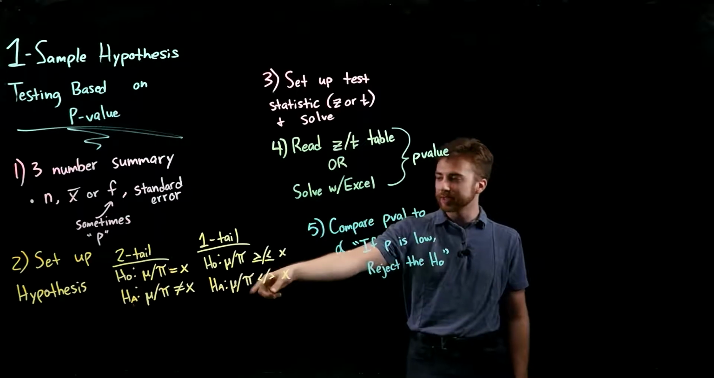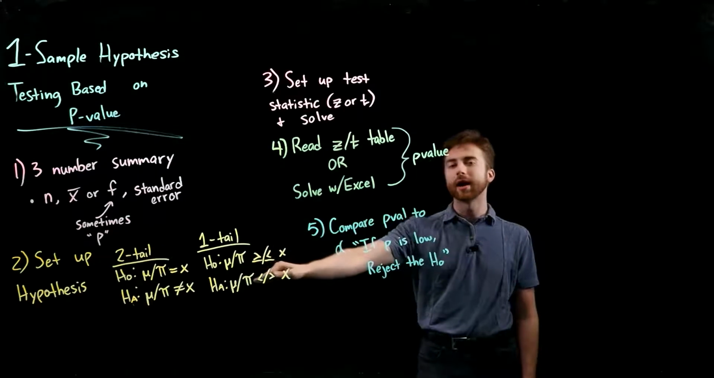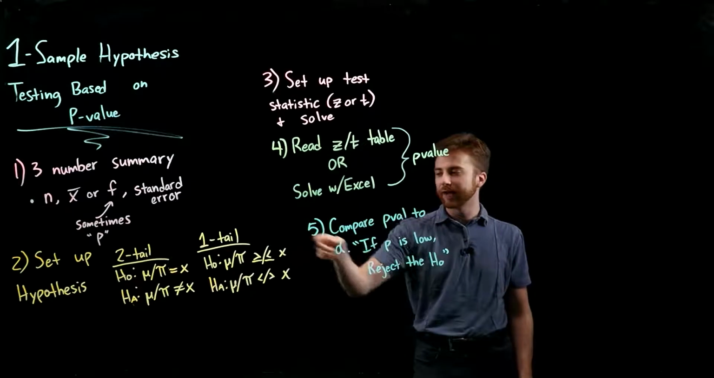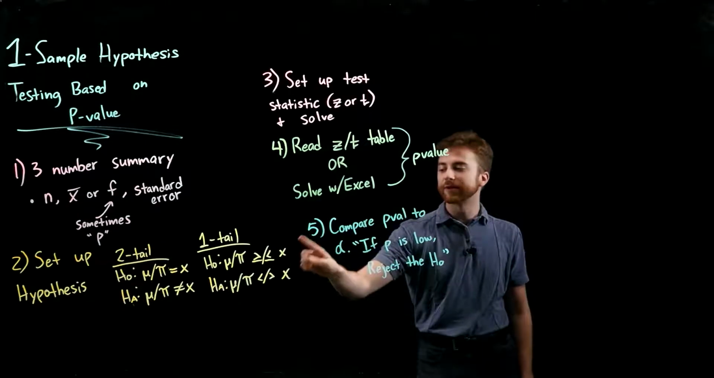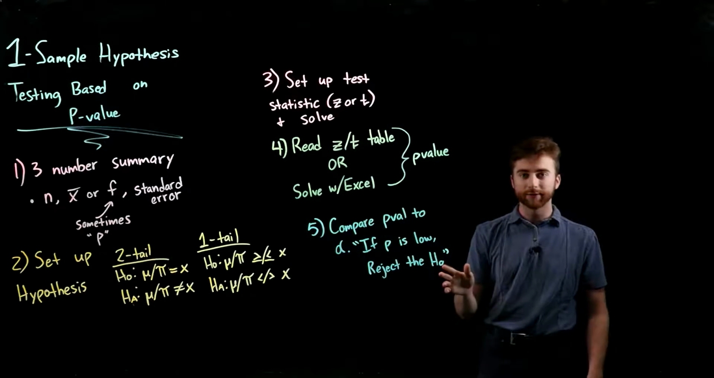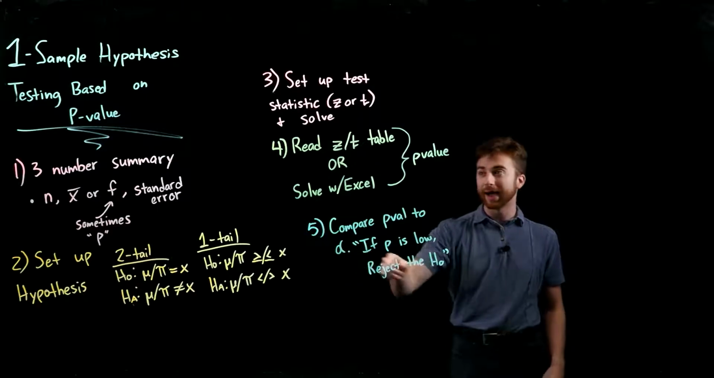If it's a two-tailed test, you're saying mu or pi, whichever one you're using, is equal to a certain number or is not equal to a certain number. Whereas in a one-tailed test, you say either greater than or less than or equal to that number, and then just flip that logic. Again, I have another video that goes into a lot of detail on how to decide how to set that up, so definitely check that out if you haven't yet.